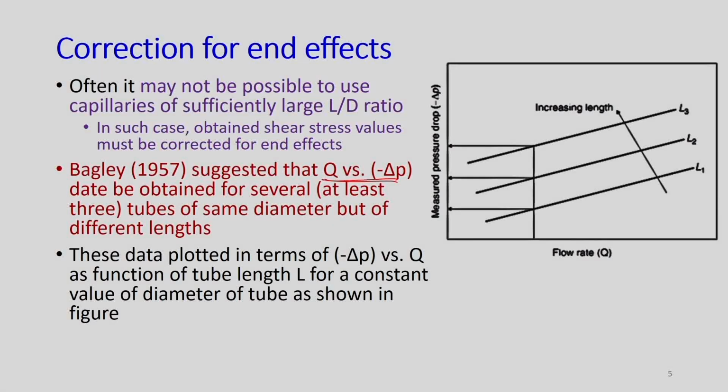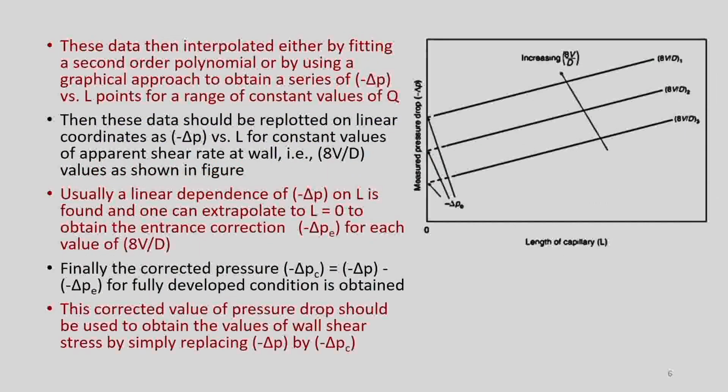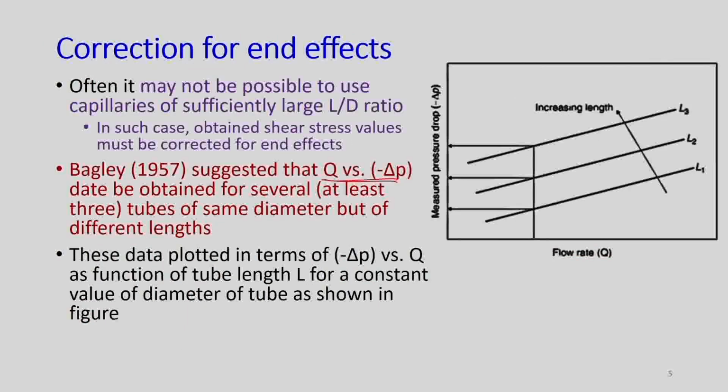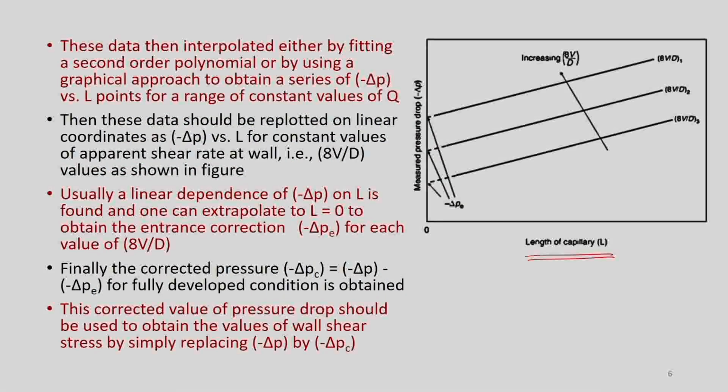Now, what do we do with this data? We rearrange it in such a way that minus delta P versus L will be plotted. Here, minus delta P versus Q is the experimental data. Whatever the Q is, you convert it into the velocity. Then for each length of the pipe you have a different velocity, so different 8V by D values will be there.